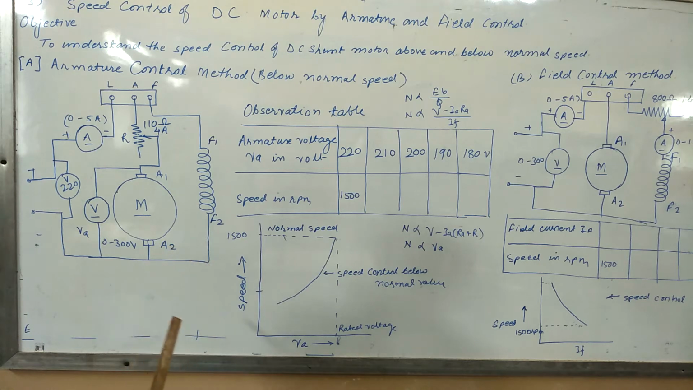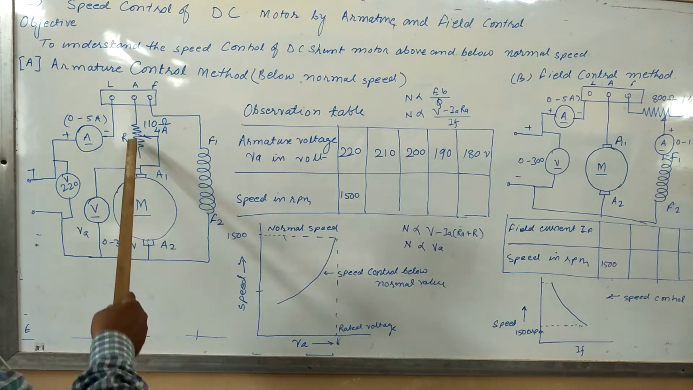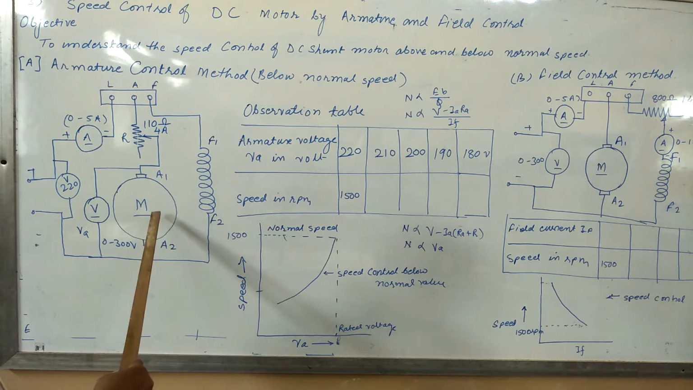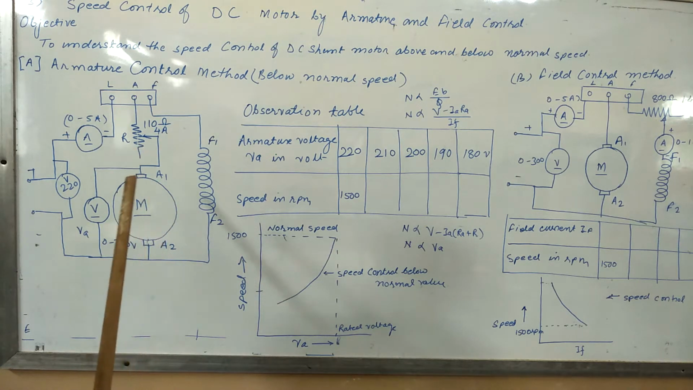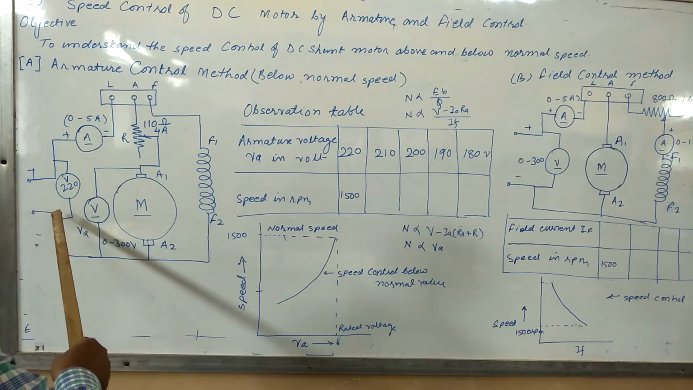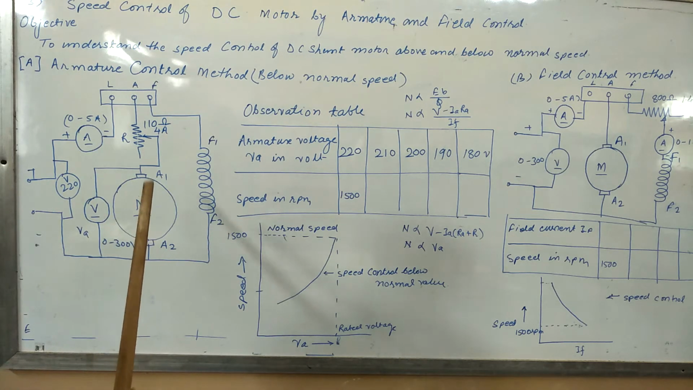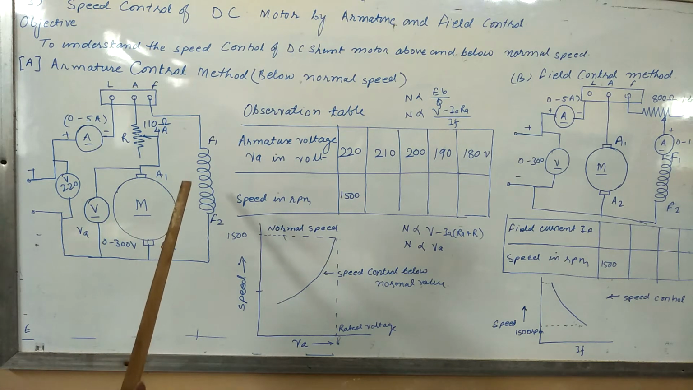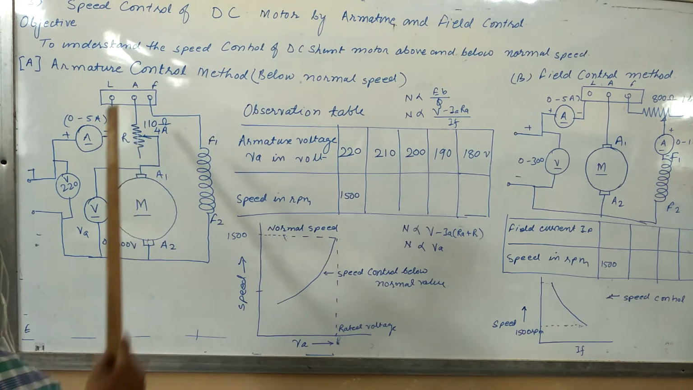Now what is the procedure? First of all, we will start the motor. We will adjust the rheostat until it gives the rated speed. So this is our normal speed. The rated voltage is there, and the rated speed is there. Now we will start decreasing the speed with the help of a variable rheostat.